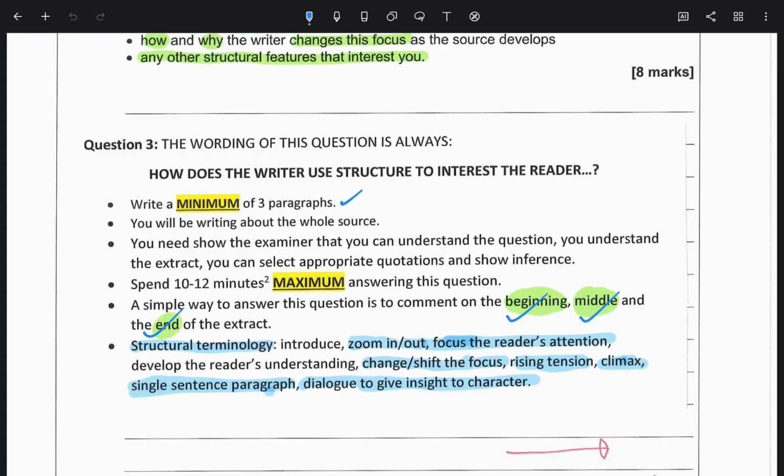Rising tension. How is that interesting? How do they build that? And the climax. What happens in the climax? We know the climax is the most intense and exciting part of the story.